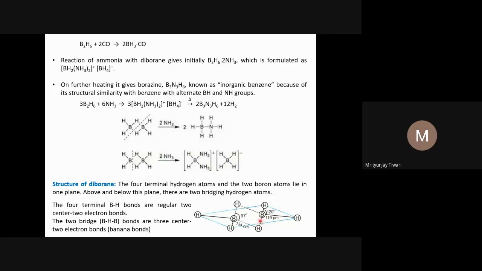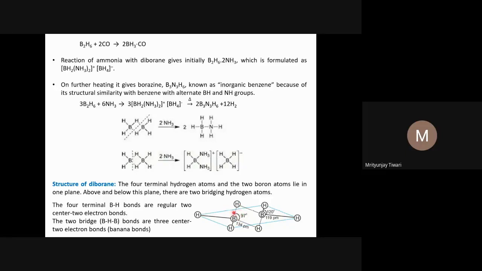So this is also 134 picometer. Although you may not see these bonds, the appearance may not appear to the similar level, but they are the same bonds, and this bond we call the banana bonding.